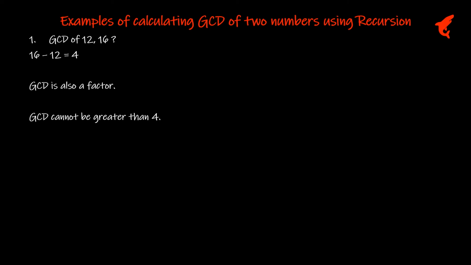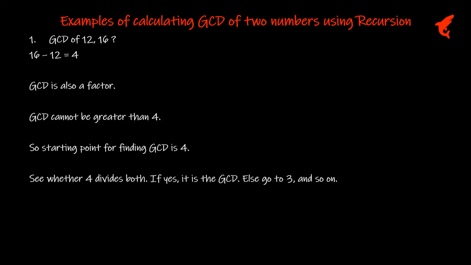So our assumption is wrong, and therefore what we can definitely say is that the GCD has to be either the difference or lesser than the difference of any two given numbers. Right. Then the starting point of finding GCD for these two numbers is going to be 4.